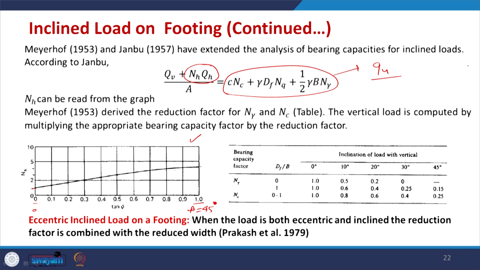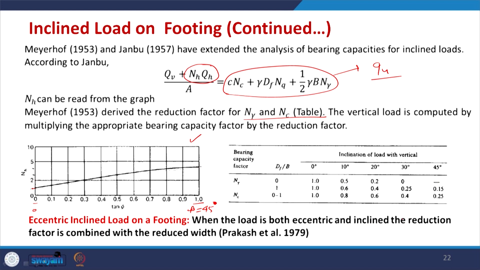So, this is one way that has been suggested, and not only that, they also suggested that there should be some reduction factors for N gamma and NC, which are given in this table. So, what do you have in this table? Bearing capacity factors N gamma and NC, for different depth of footing ratios Df by B, and inclination of load with vertical: 0, 10 degrees, 20 degrees, 30 degrees and 45 degrees. These values should be multiplied by these factors while substituting.